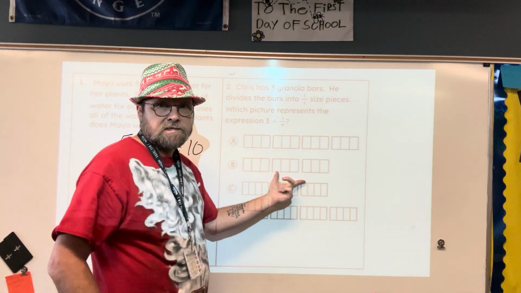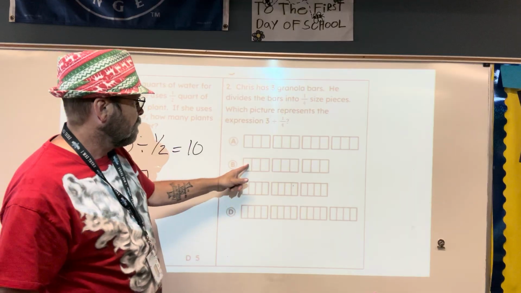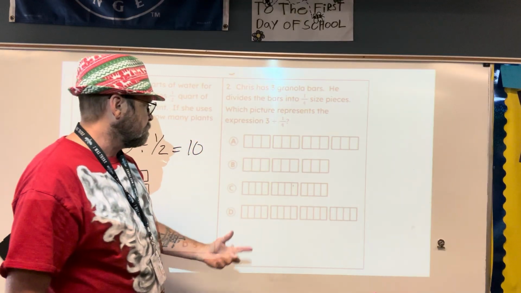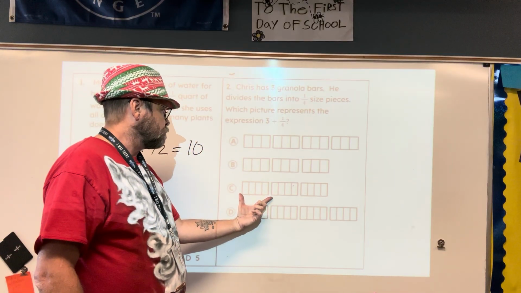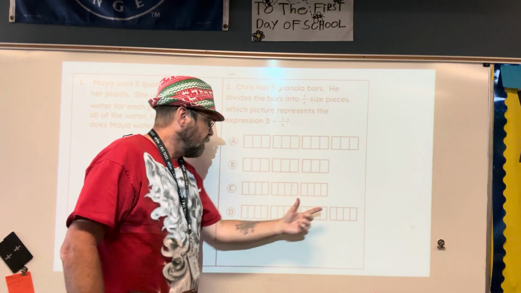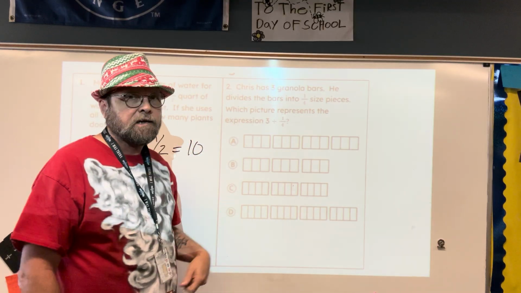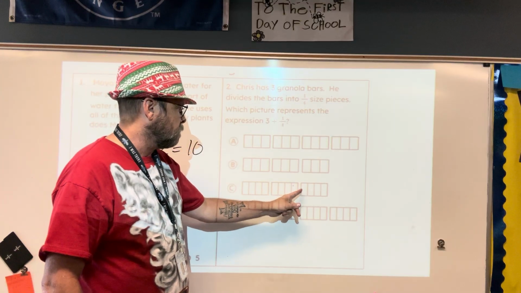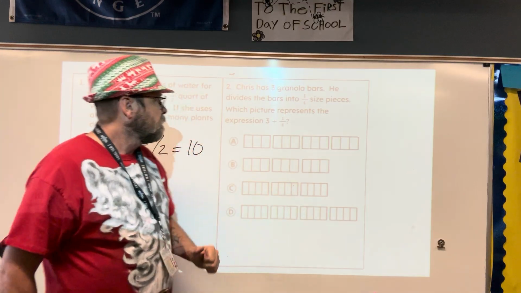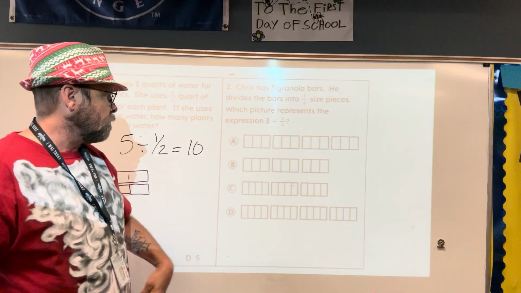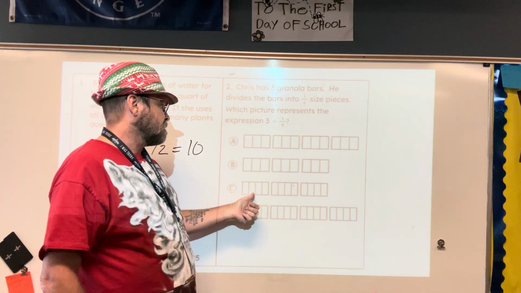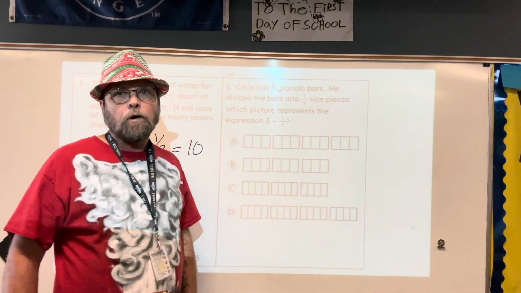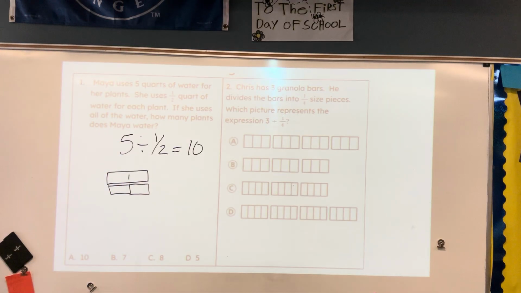Is each one of these divided into fourths? No. Each one of these is divided into thirds. We have to have 3 holes. 1, 2, 3. Is each of these divided into fourths? 1, 2, 3, 4. 1, 2, 3, 4. 1, 2, 3, 4. So 3 divided by 1/4 is going to be C, and it's going to be 12. There are 12 1/4 in 3.